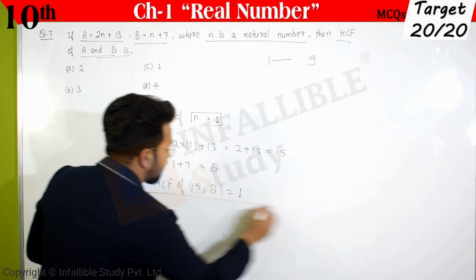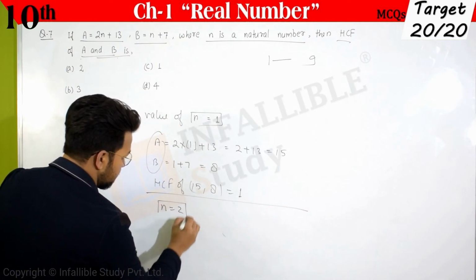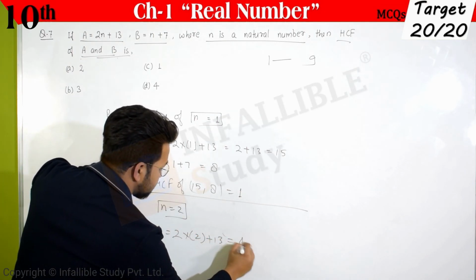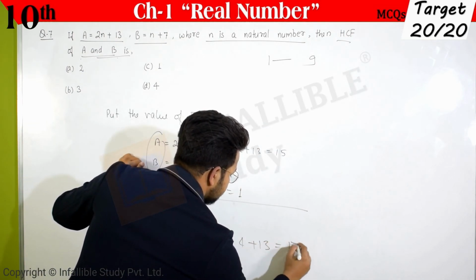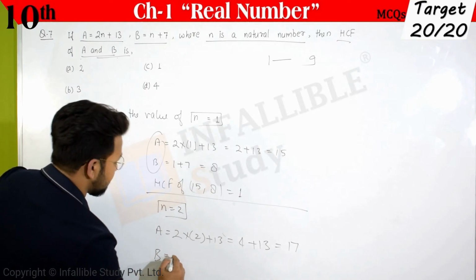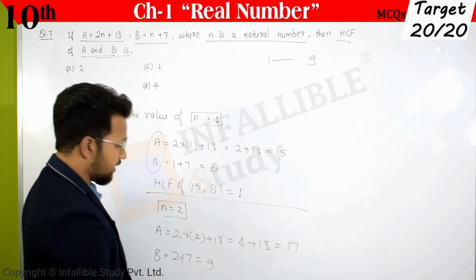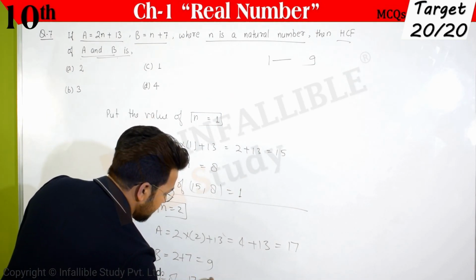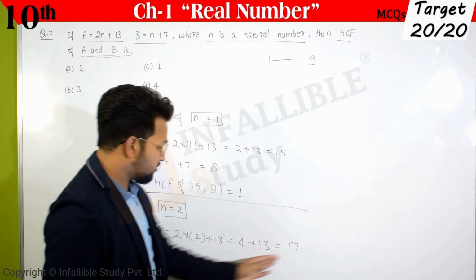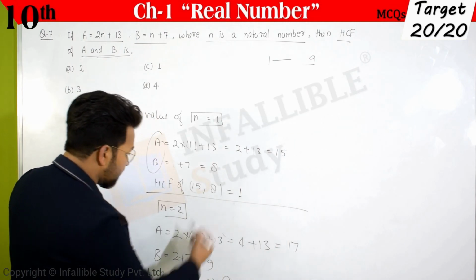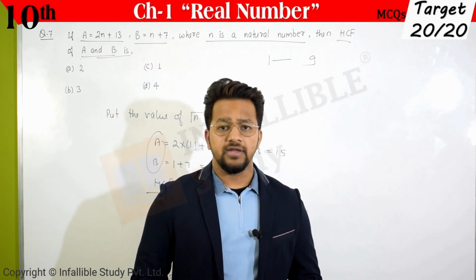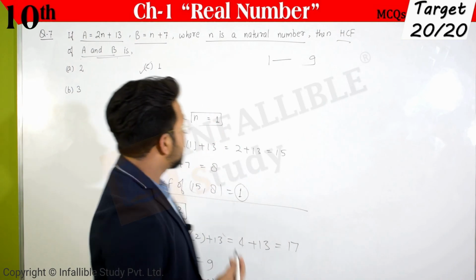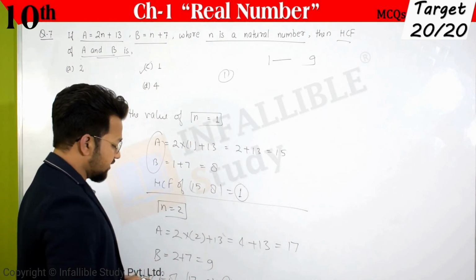And now we will put n is equal to 2. In this case a is equal to 2 multiplied by 2 plus 13, it becomes 4 plus 13 is equal to 17. And in equation b, b is equal to 2 plus 7 is equal to 9. Again the HCF of 17 and 9 is equal to 1, because there is no common factor. So in both cases, whenever we put the value of n, that is 1, 2 and 3, the HCF will always be 1. So option C is the correct answer, and you will get 1 mark successfully.